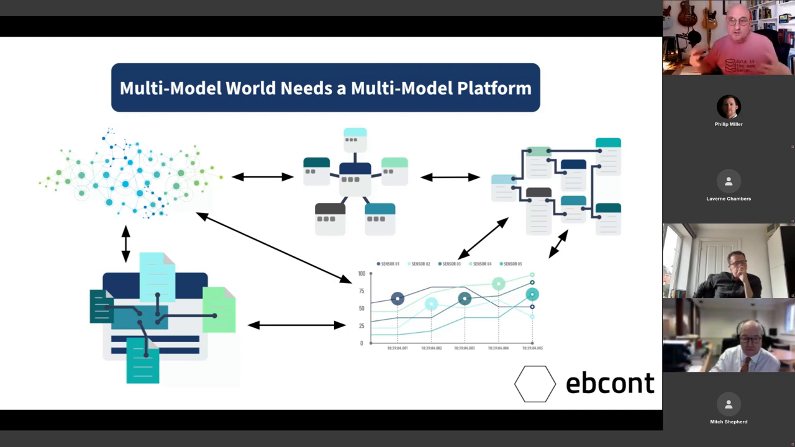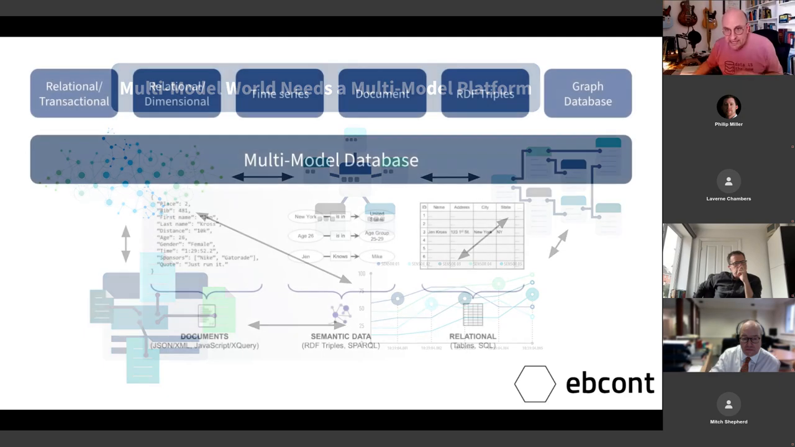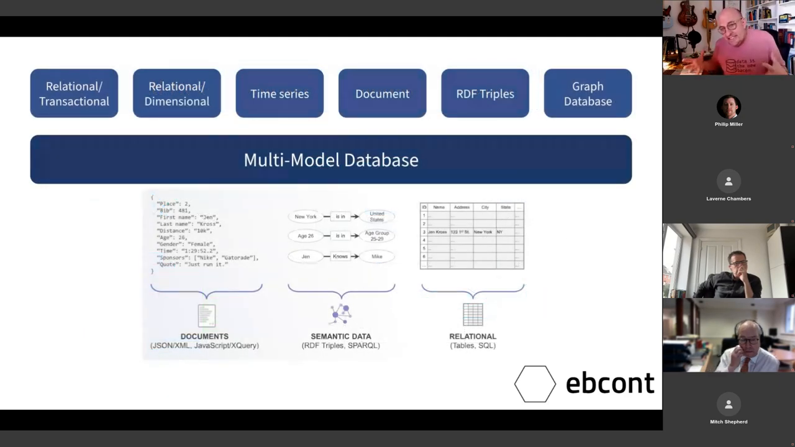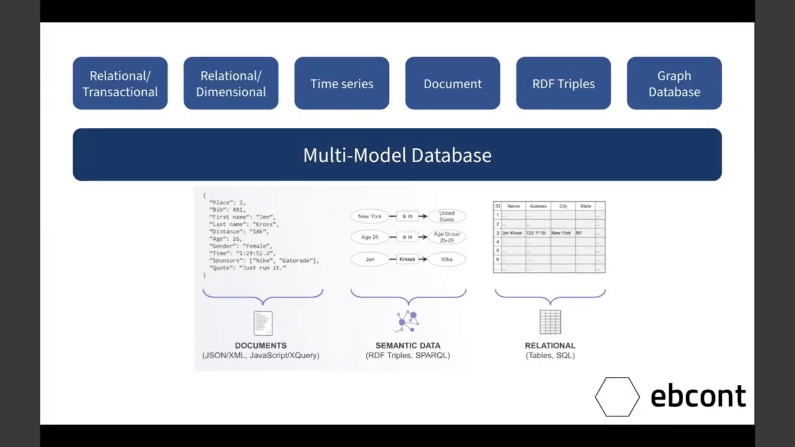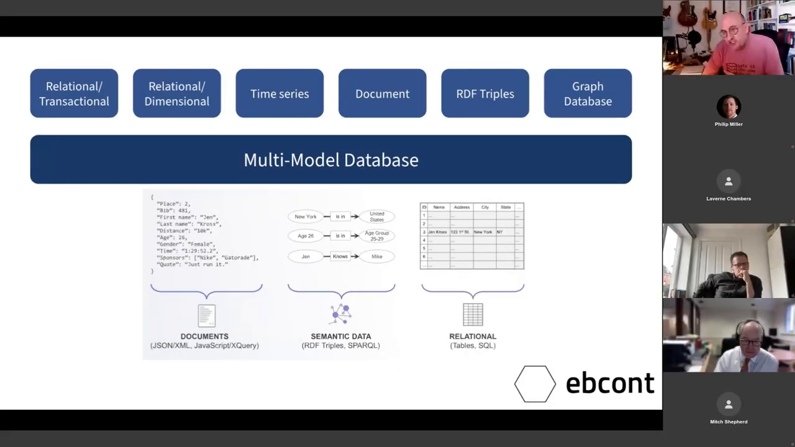So you need a multi-model platform. And what you need, in essence, is what we call a multi-model database. And this is where MarkLogic comes in. MarkLogic is able to tell these stories natively. I don't need to, for example, create a separate relational model on my documents. MarkLogic does that for me. I don't need to create these RDF triples, these little sentences about my data, because MarkLogic does that for me automatically. Now, you still have to have good data architecture.